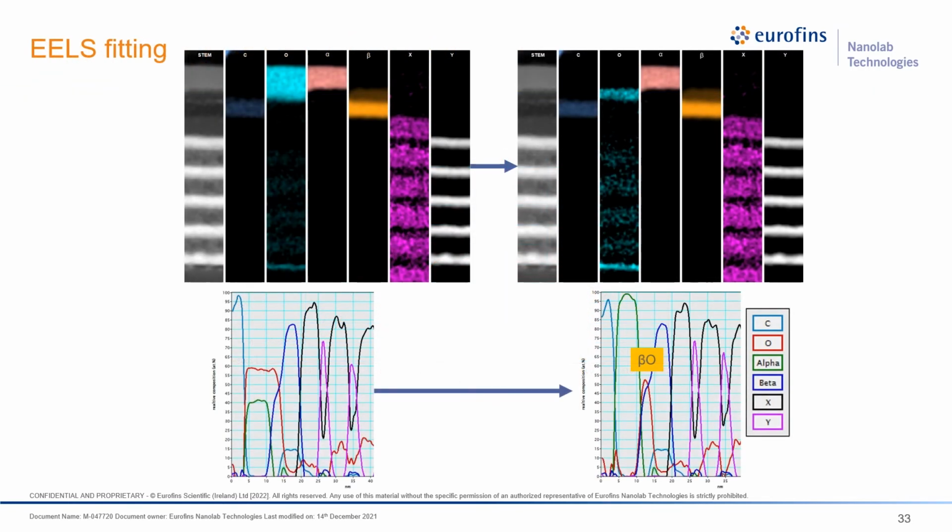Here are the EELS results after fitting. We excluded the oxygen from alpha. So here is the line scan. You can clearly see that after the fitting, the alpha here is pure with 0% of oxygen. And here there was some oxygen that is from the epoxy. But the important feature is that oxygen in the substrate is still quite strong, only slightly smaller than oxygen here.